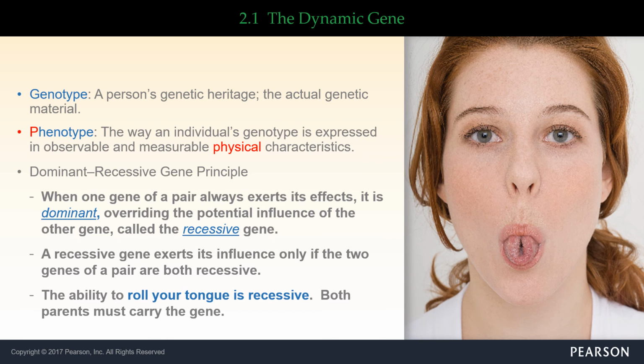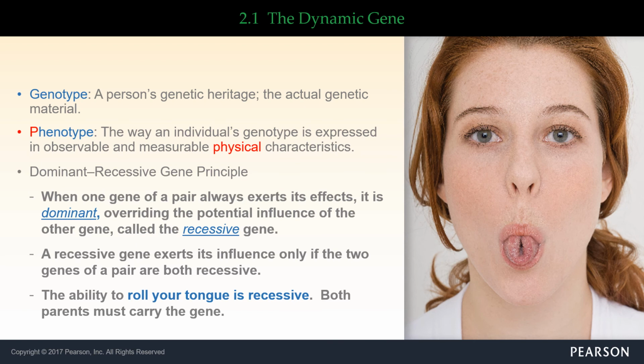There are dominant genes and there are recessive genes. So the principle related to that is when one gene of a pair always exerts its effect, it is a dominant gene. It overrides the potential influence of the other gene, called the recessive gene. And so a recessive gene exerts itself only if the two genes of a pair are both recessive.